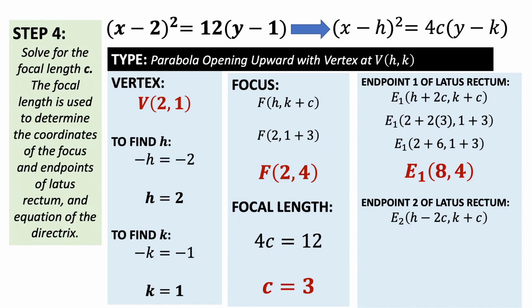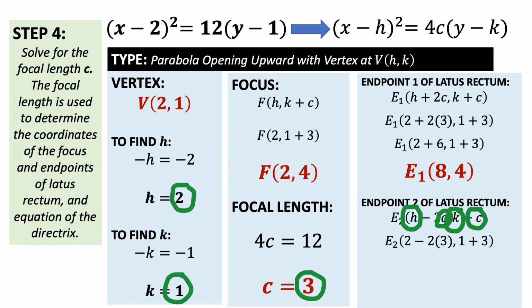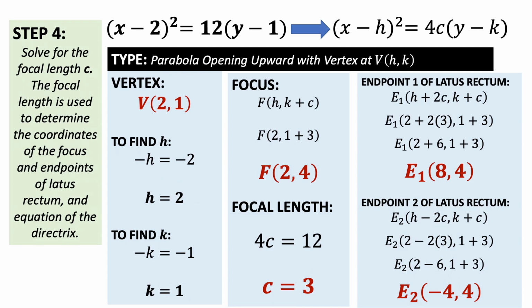For the second endpoint, we will replace h by 2, c by 3, and k by 1. We have (2 - 2 × 3, 1 + 3). 2 multiplied by 3 is 6. Now, 2 minus 6, 1 plus 3 is (-4, 4). So, E2 is at (-4, 4).